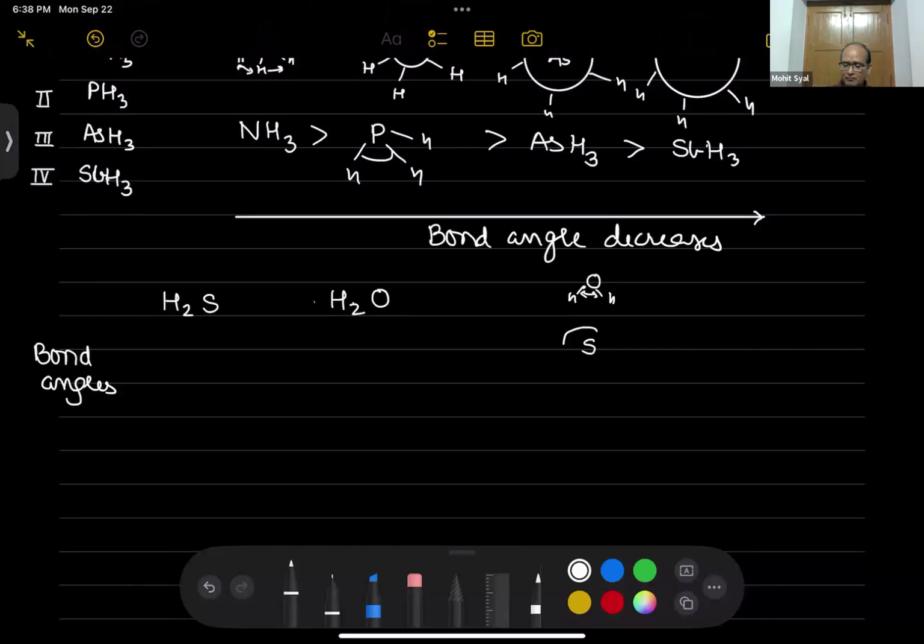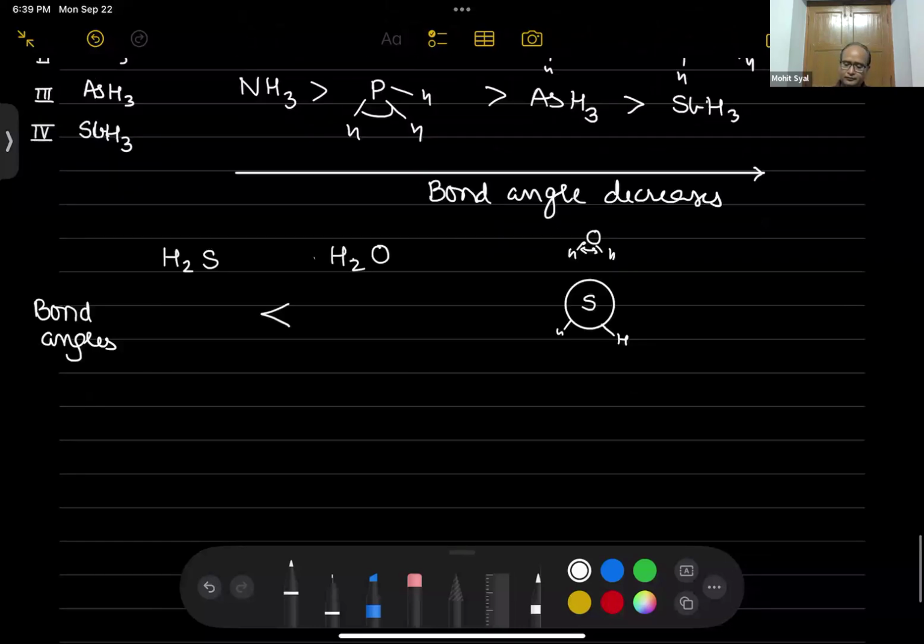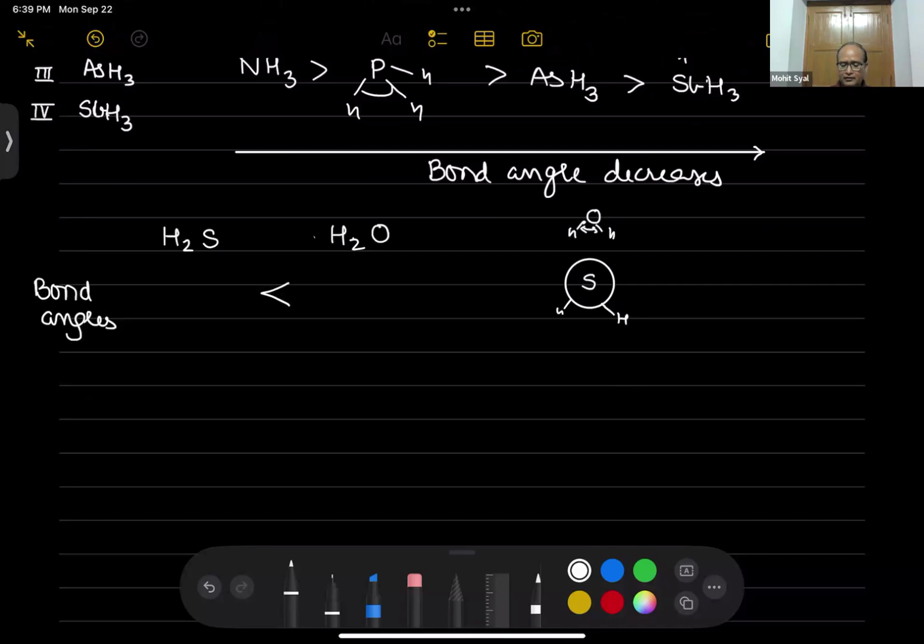Sulfur is a bigger atom, so there is more space. Even if you put two hydrogens, they will be far apart because the central atom is bigger. So there will be less repulsion. So the bond angle will be higher for the smaller atom. Is it clear?